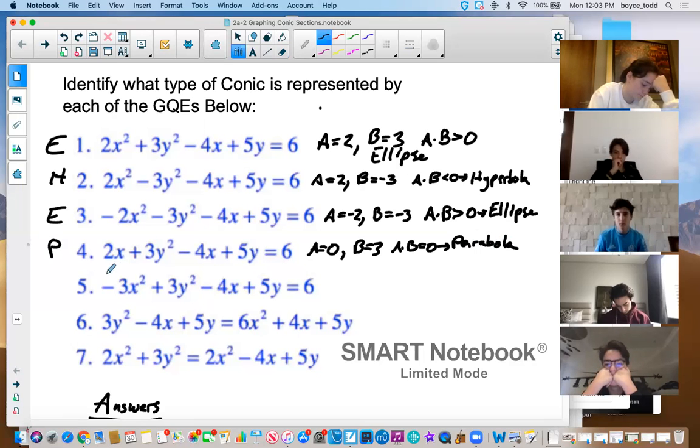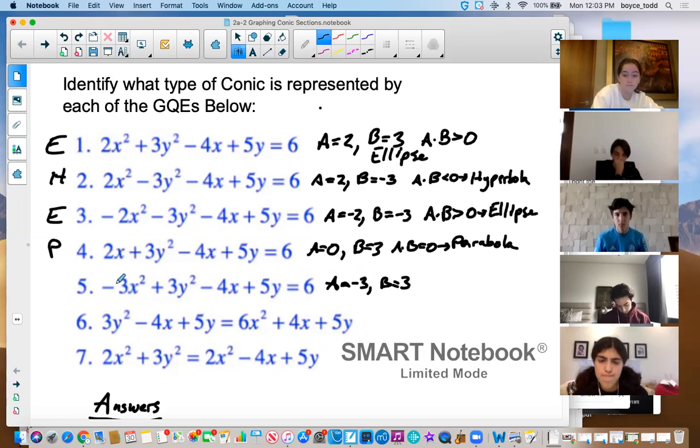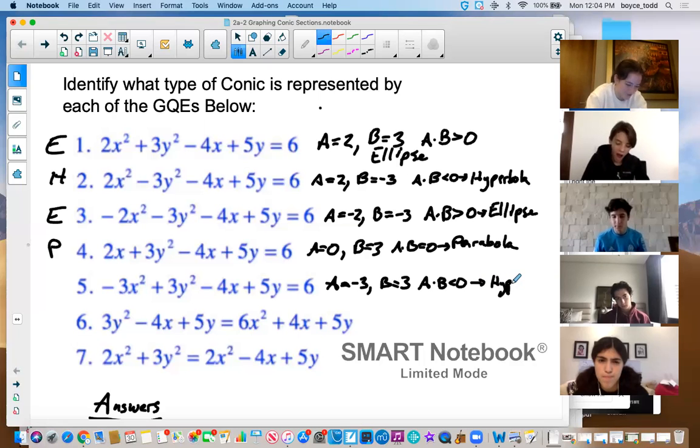All right, so we've got our answers. If you're 100% so far, you're in good shape. If not, now you're seeing it so you can learn how to practice it. So A equals -3. If these were both +3, it would be a circle. But if one is negative and the other is positive, then A times B would be a number less than 0, a negative number. So that's a hyperbola, my H.